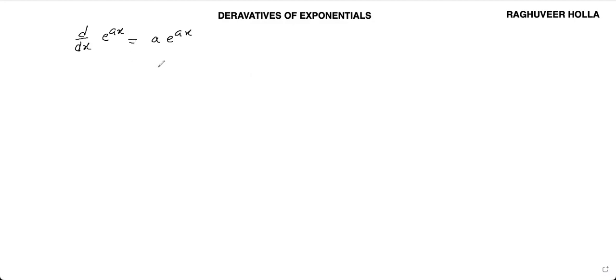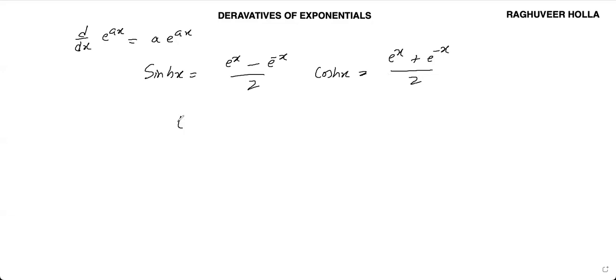And please try to remember some of the hyperbolic functions here. That is sine hx is e to the power of x minus e to the power of minus x by 2, and cos hx is e to the power of x plus e to the power of minus x by 2, right? And tan hx would be sine hx by cos hx, which would lead to e to the power of x minus e to the power of minus x divided by e to the power of x plus e to the power of minus x.